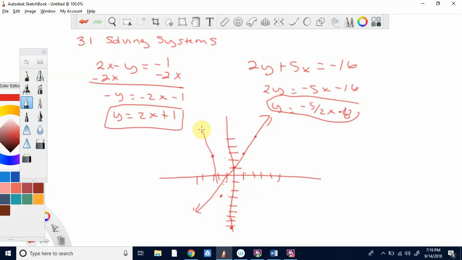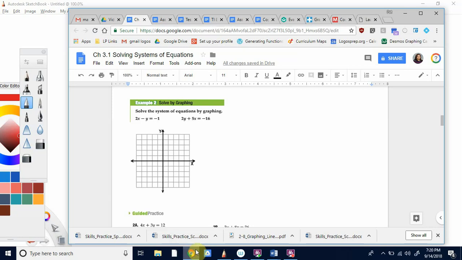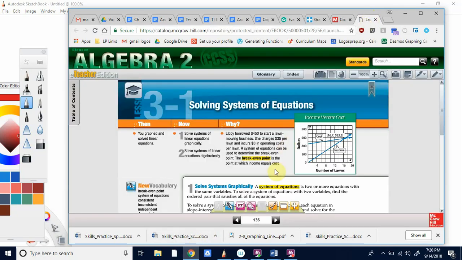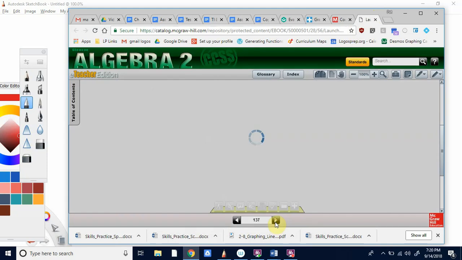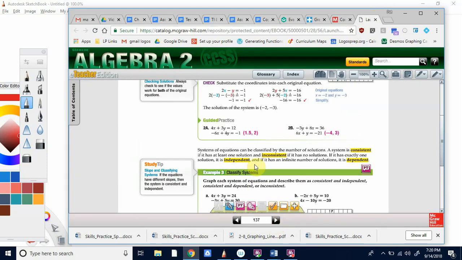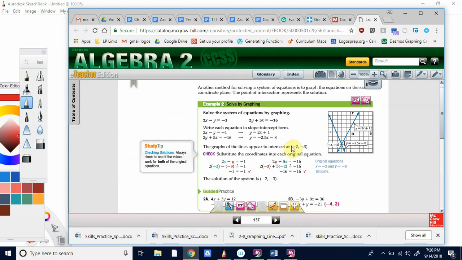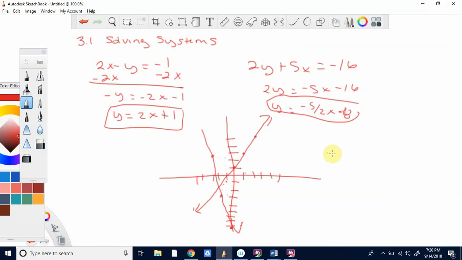As you can see, because I didn't do this on graph paper, it's hard to see where they cross. So let's look at the book so you can actually see it. This is why graphing is also not a good method, but sometimes it is if they give us perfect numbers. So here is the graph, and you can see they intersect here at -2, -3. That is the intersection at that point, so it's -2, -3.